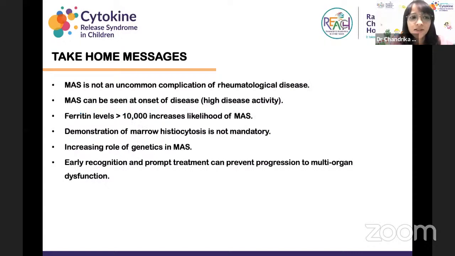So, take-home messages: MAS is not an uncommon complication of rheumatological diseases, and most often we see it at presentation of the underlying rheumatological disease itself. With ferritin levels more than 10,000, please think of MAS. Demonstration of marrow hemophagocytosis is not essential for diagnosis, but do consider it if you want to rule out other differentials like malignancy. There is an increasing role of genetics now in macrophage activation syndrome as well, and early recognition and prompt treatment is the key.